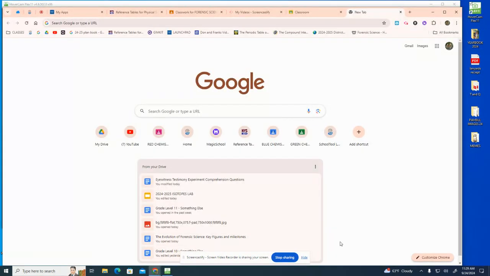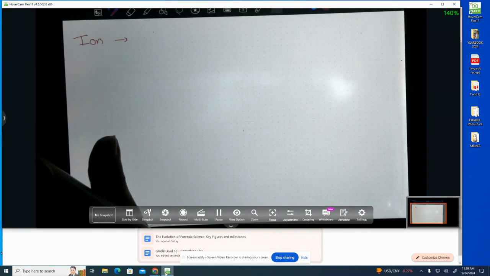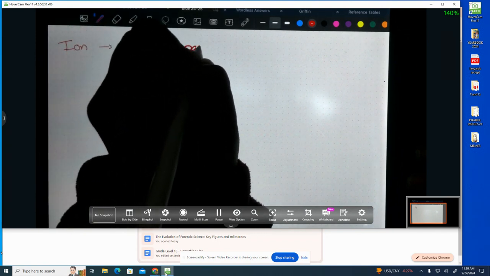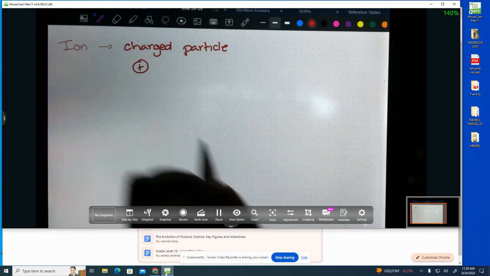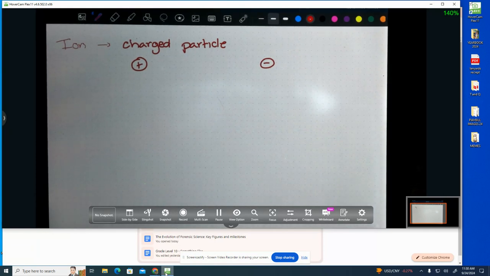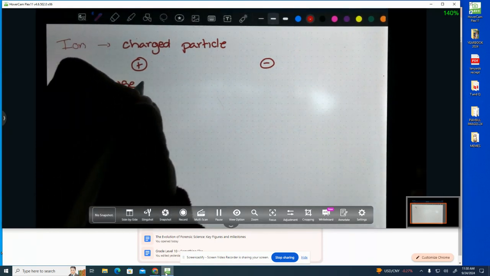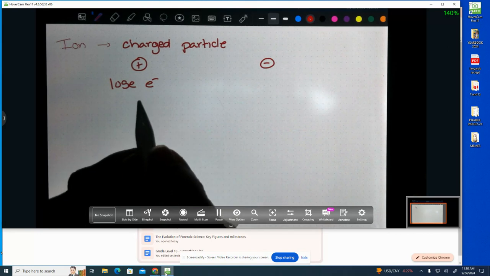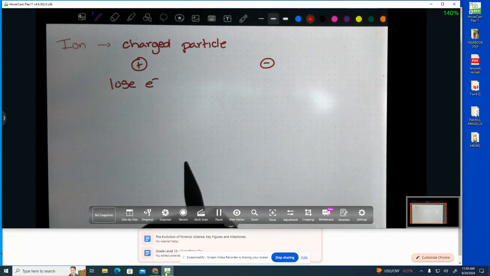What happens when the element varies between a negative and a positive? Alright, so we know now that an ion is a charged particle, and an ion can be either positive or negative. How do you form a positive ion? You lose electrons, not gain them, lose them. And if you lose electrons, you become positive. And what's the name of a positive ion? Cation.